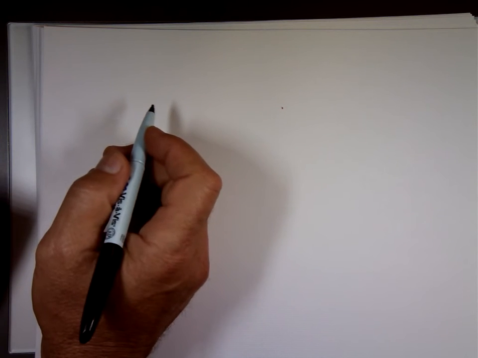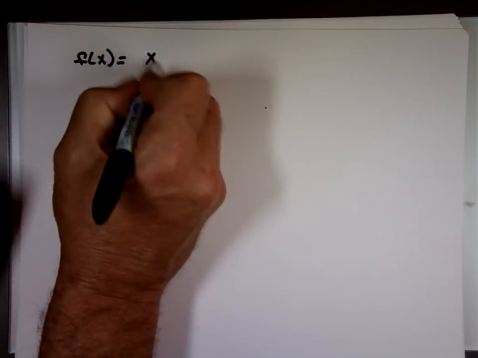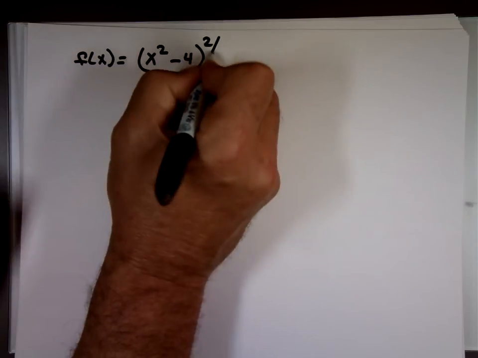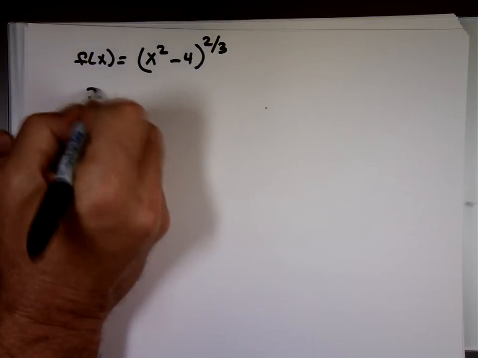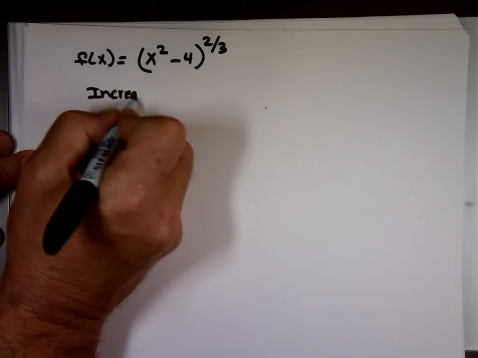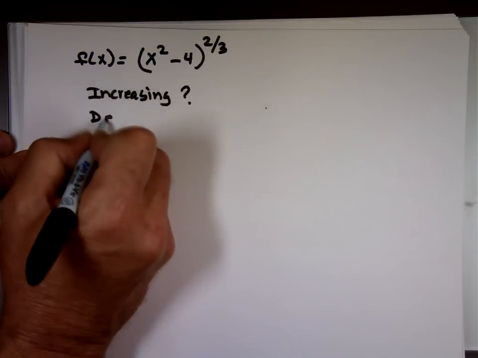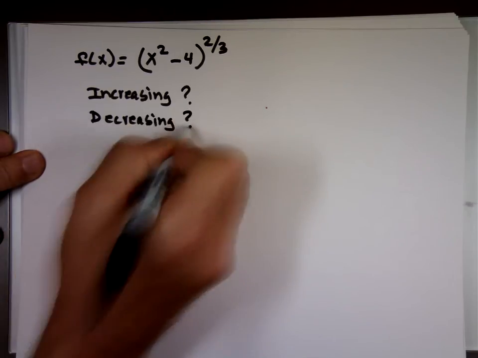Now, let's take one where you might have a derivative that does not exist. F of x equals x squared minus 4 to the power of 2/3. Again, I want you to tell me where the function is increasing, decreasing, and the min and max.